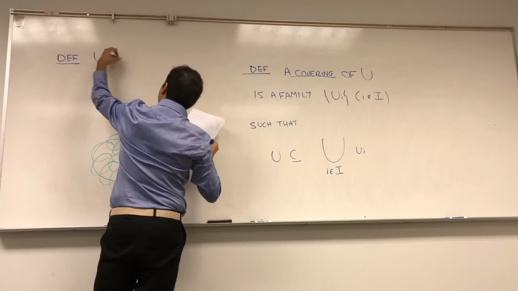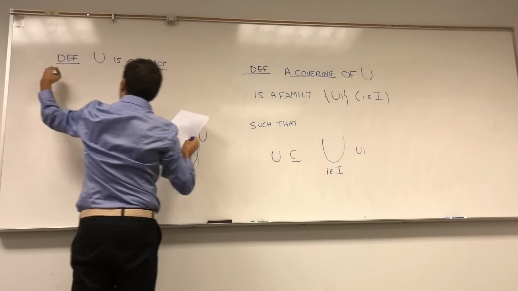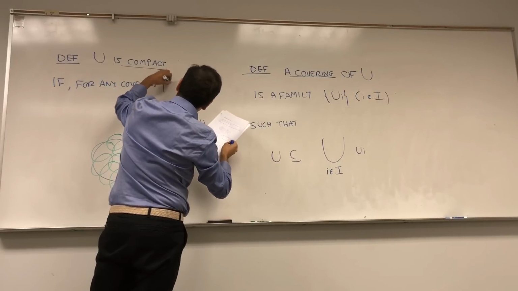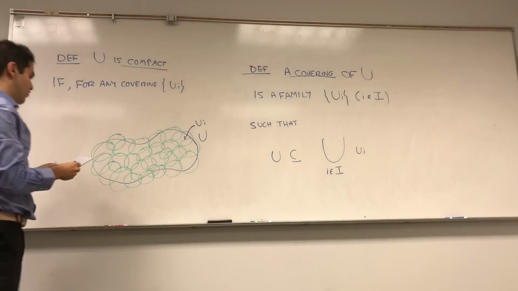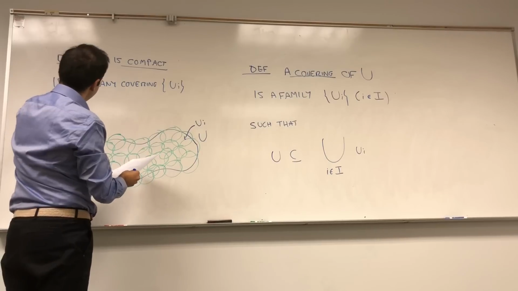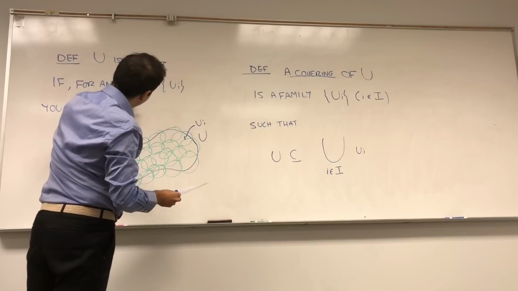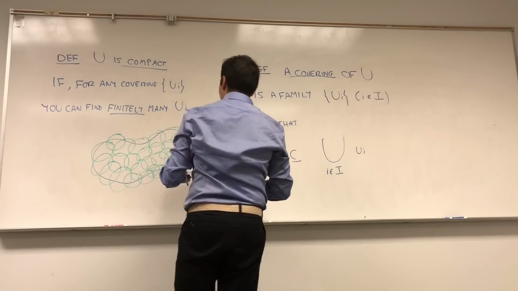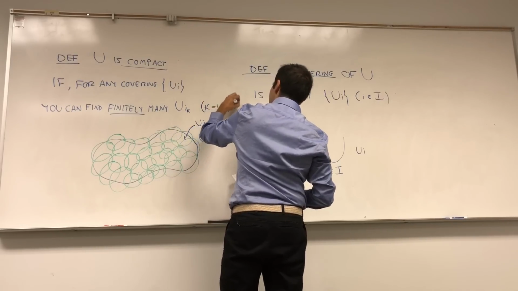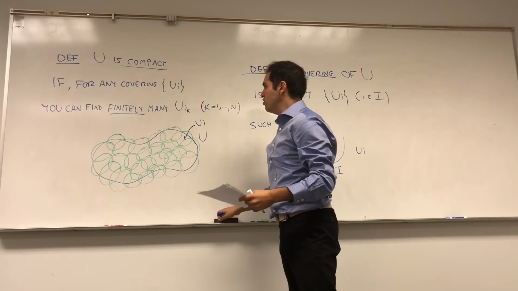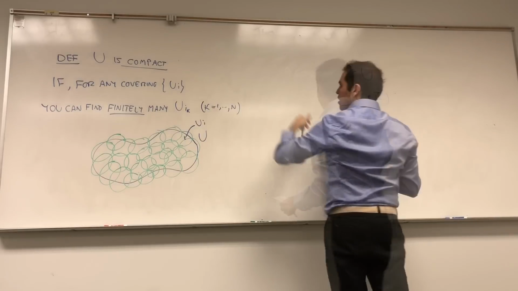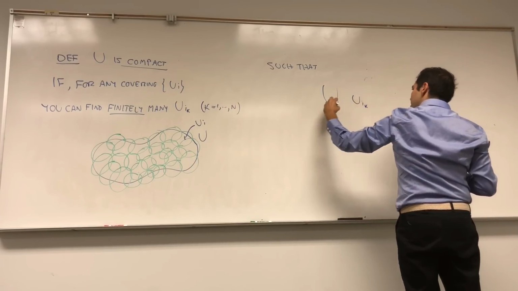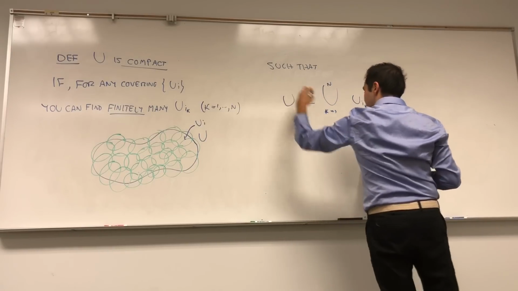So definition, U is compact if for any covering U_i, just finitely many of those suffice. So you can find finitely many, let's call it U_{i_k}, so some subsequence if you want, where k is from 1 to n. So you can select just a couple of those, finitely many, that still does the correct job, such that if you take the union of those U_{i_k}, k from 1 to n, it still covers your set U.